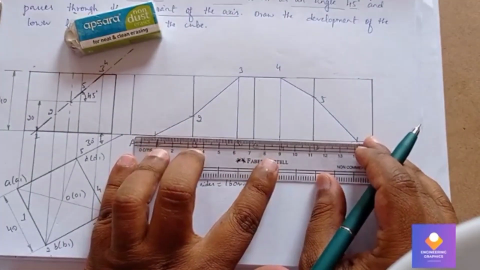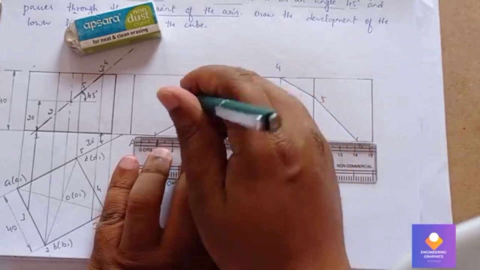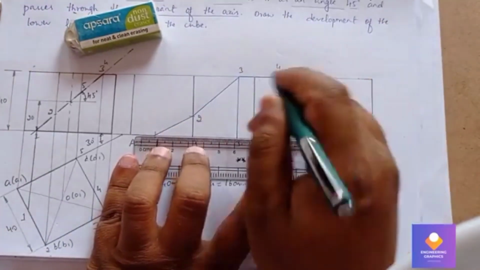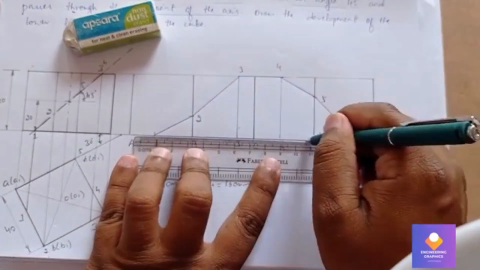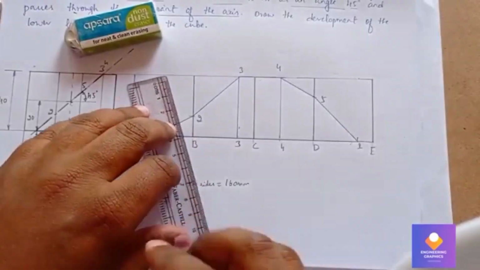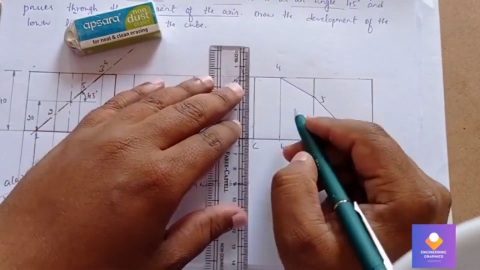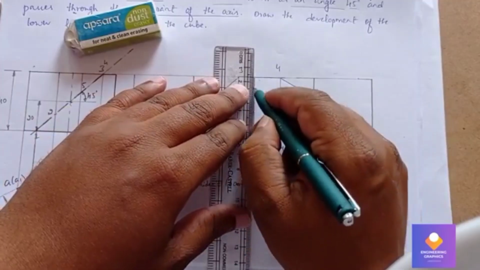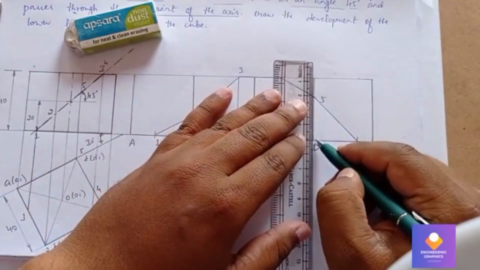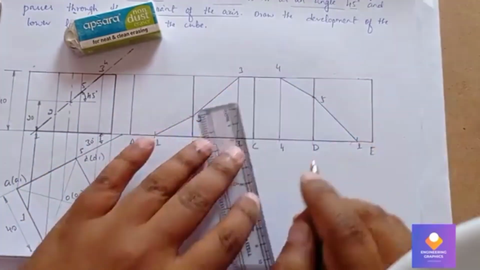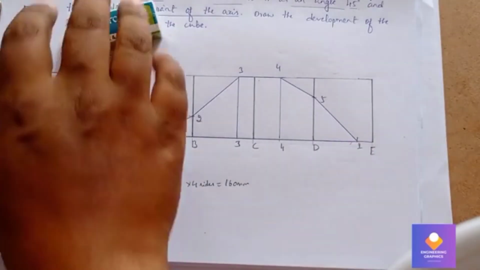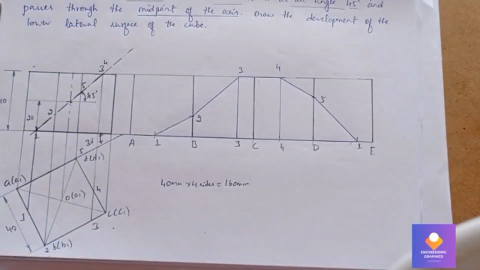Then to complete the whole diagram, that remaining cut portion we need to dark it. We need to dark the vertical edges also, that is the retained cut portion. So that completes the problem.